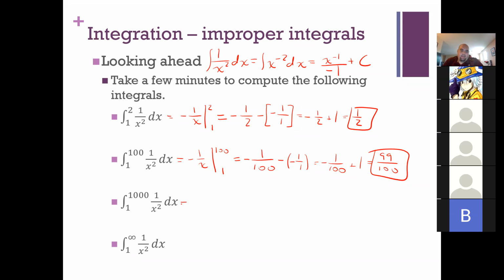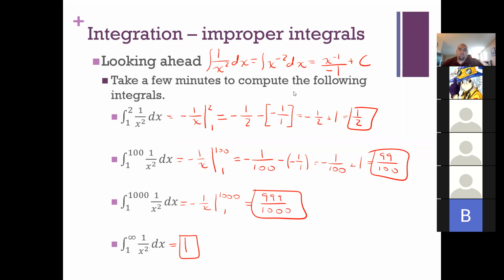All right. And hopefully we're noticing a pattern here. What should my final result be on this third one here? 999/1000. Yep. So let's say I take away the upper limit and just replace it with infinity. Do we have an idea what this final integral would be? 1. So let's hold that thought for now. Let's see if we can actually compute that. So that's what we're working on. I see a lot of stuff in the chat. What's going on? 1. Yep.